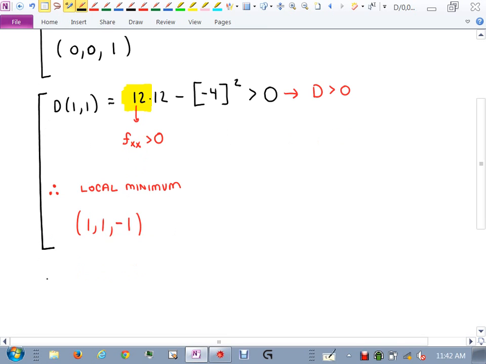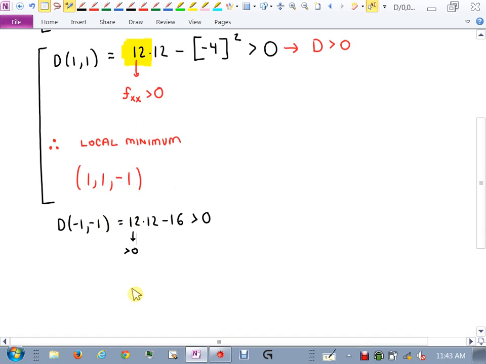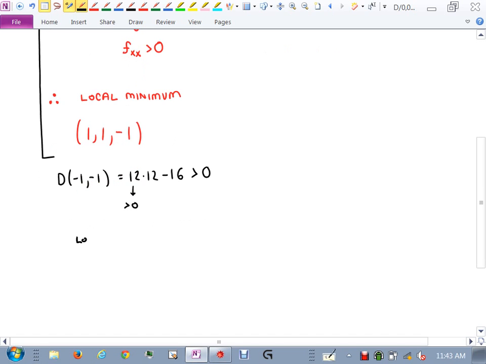And do I need to show the work for the next one, or can I just tell you what it is? It actually works out exactly the same because you're plugging negative 1 in, but fxx was 12x squared. So when you square the negative 1, it's still 12. So without the work, D of negative 1, negative 1: 12 times 12 minus 16 is greater than 0. And so we have a local min at negative 1, negative 1.